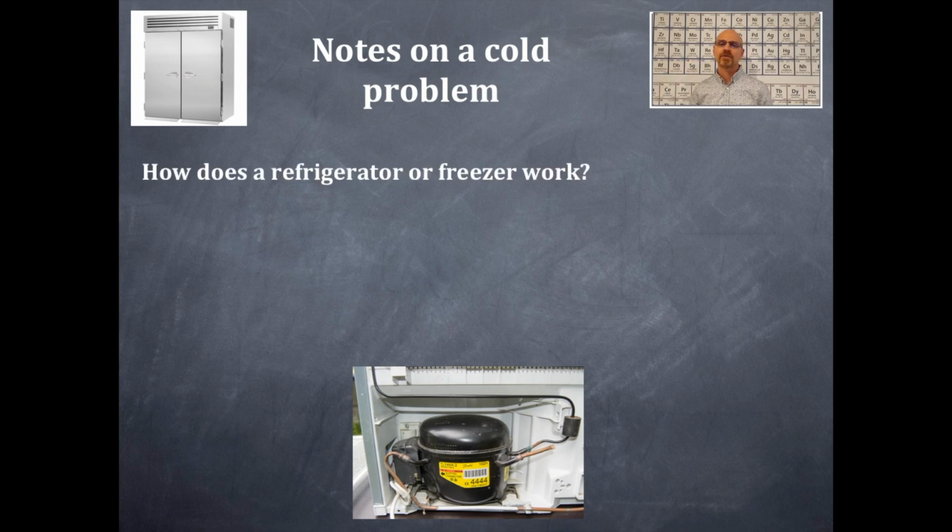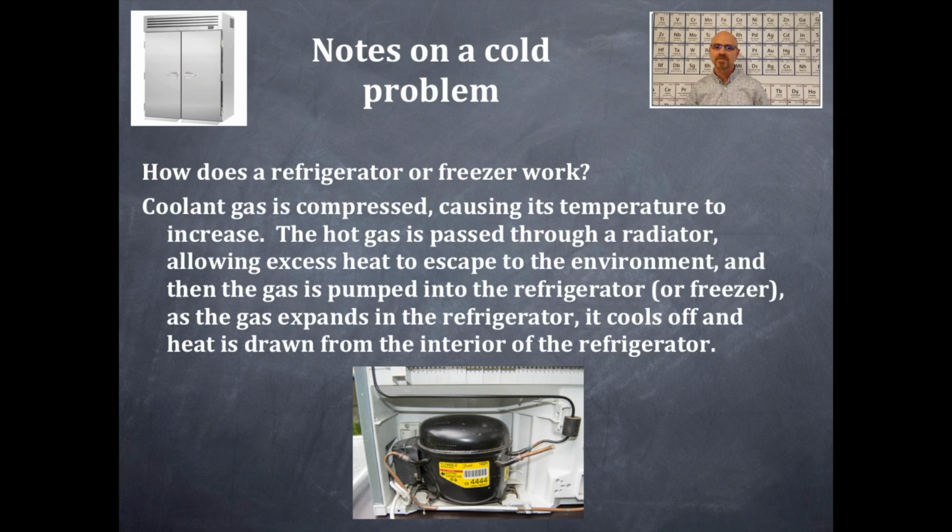So how does a refrigerator or a freezer actually work? Coolant gas is compressed, causing the temperature to increase. The hot gases pass through a radiator, allowing the excess heat to escape to the environment. Then the gas is pumped into the refrigerator or the freezer. As the gas expands in the refrigerator or freezer, it cools off and heat is drawn from the interior. That is how a refrigerator or a freezer works.